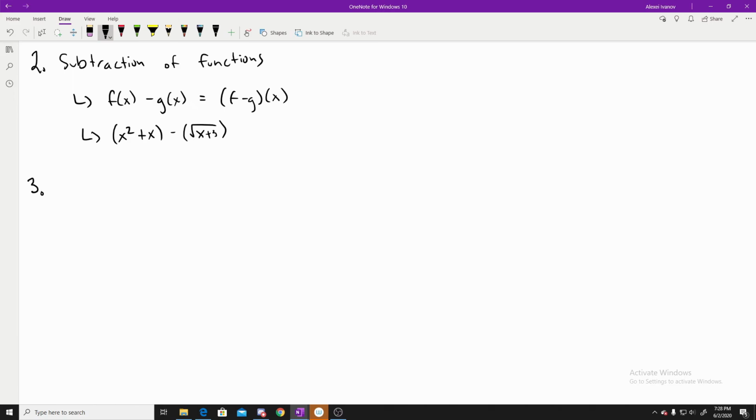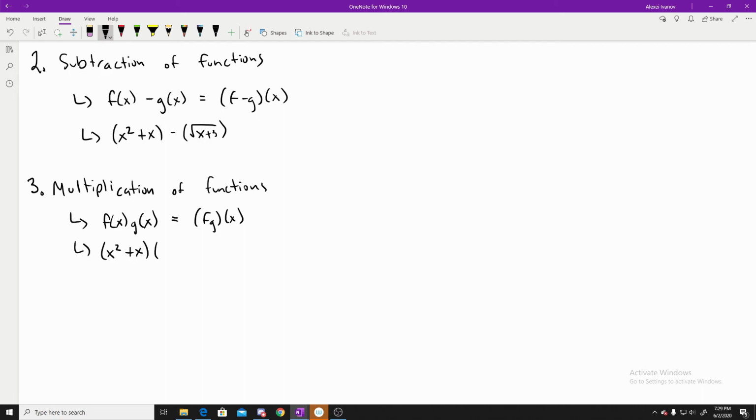The third combination of functions would be a multiplication of functions. And the notation for that would be f of x times g of x, or you may sometimes see fg of x. And now, using our example, it would be x squared plus x times square root of x plus 3, which is equal to x squared times the square root of x plus 3 plus x times the square root of x plus 3.